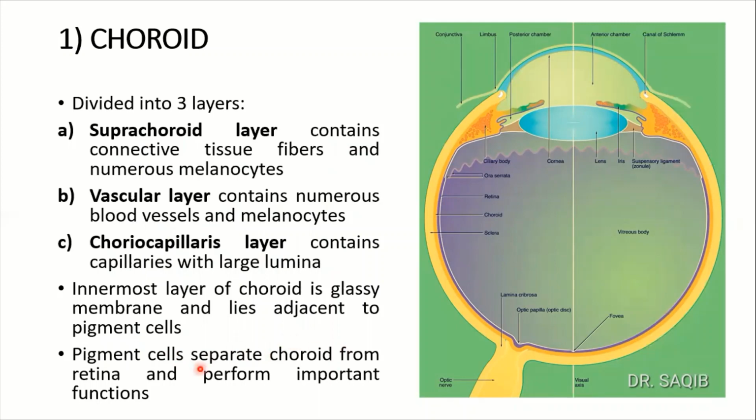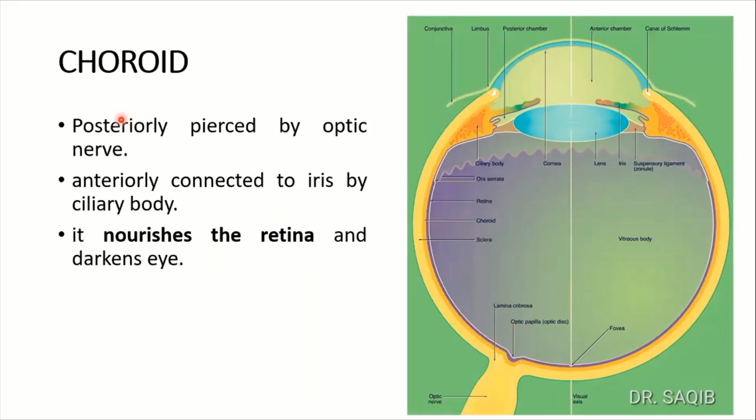Pigment cells separate choroid from retina and perform important functions. So you see there are the melanocytes containing melanin, and so the choroid is responsible for the dark color of the eyeball. Posteriorly, choroid is pierced by optic nerve. Here you see, this is the optic nerve also. It pierces the sclera and also this choroid. Anteriorly, the choroid is connected to iris by the ciliary body. This is the ciliary body. It nourishes the retina and darkens the eye. I told you darkens the eye, and also it provides blood supply to the retina, which lies adjacent to it and below it.